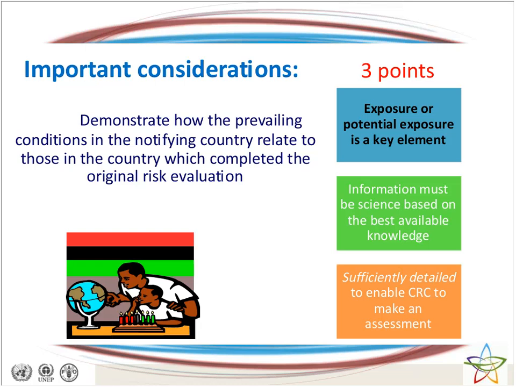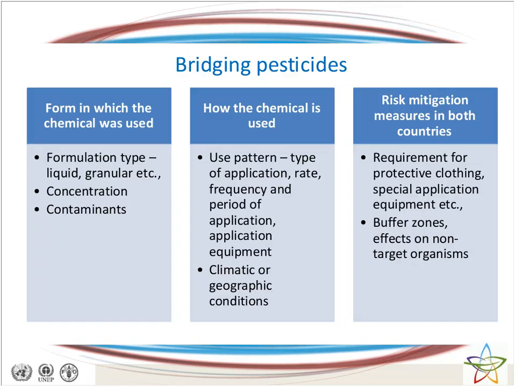And so these are the important points that the CRC will consider while assessing information which is bridged and included in the final regulatory action, in the notification of final regulatory action. Then the policy guidance continues to show how it is possible to bridge information for pesticides and how it is possible to bridge information for industrial chemicals.